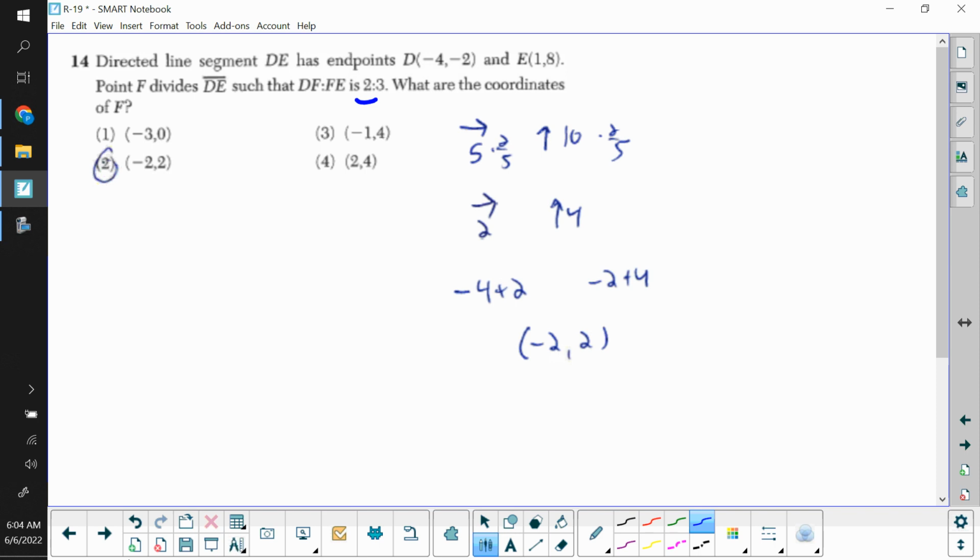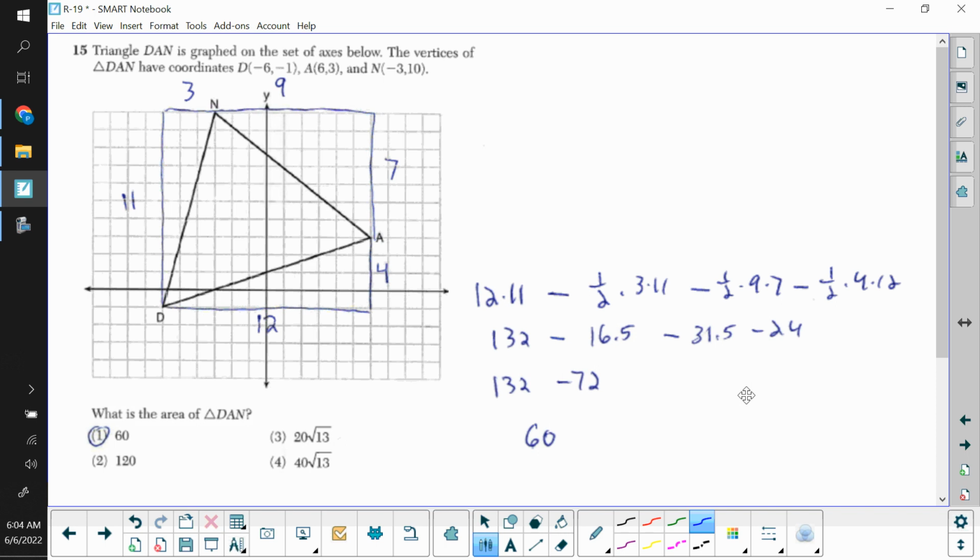We want to find the area of this triangle, so make your rectangle around. The rectangle was 12 by 11, which gave us 132. We had 3 right triangles, one that had sides of 3 and 11, 1 and 9, and 7 and 4 and 12. So find the area of those 3 triangles and subtract it off. It ended up being 132 minus 72, so we got choice 1, 60.